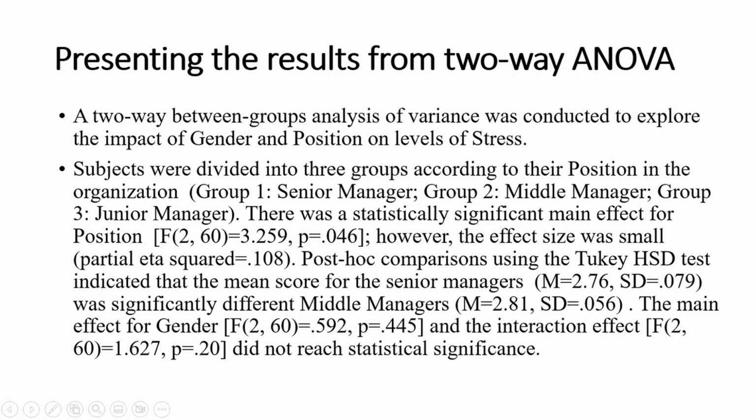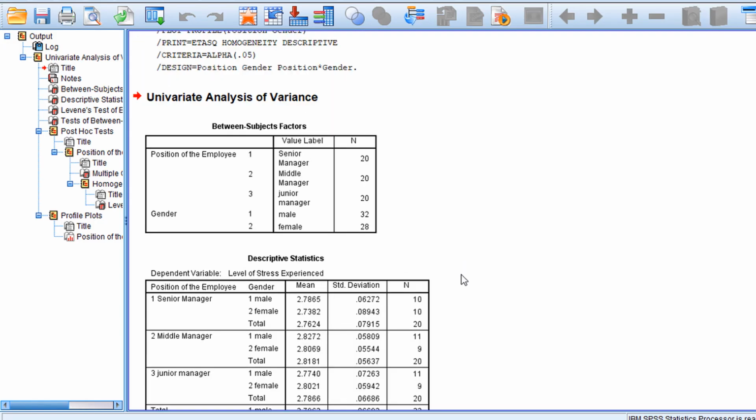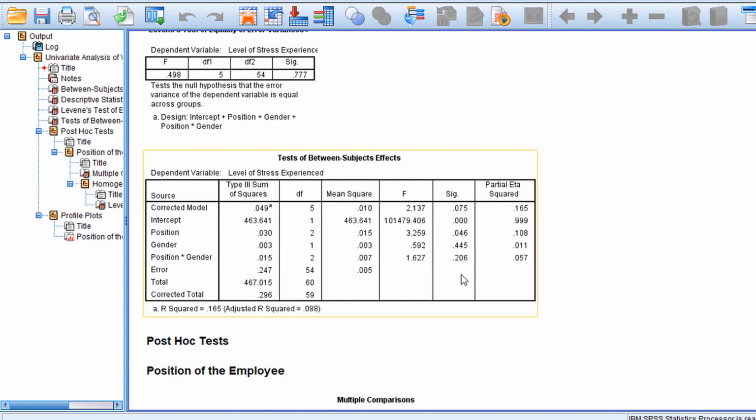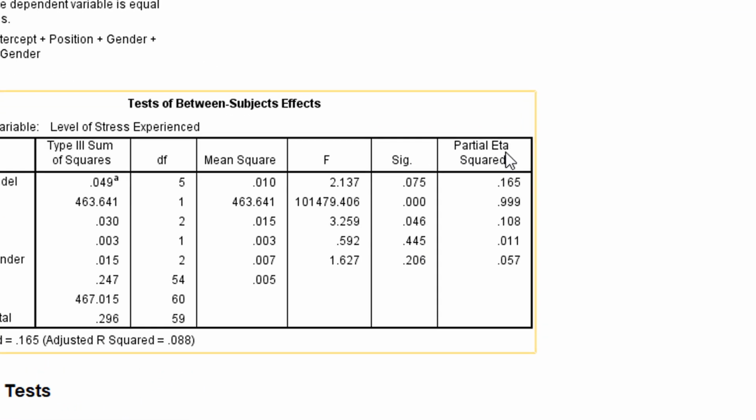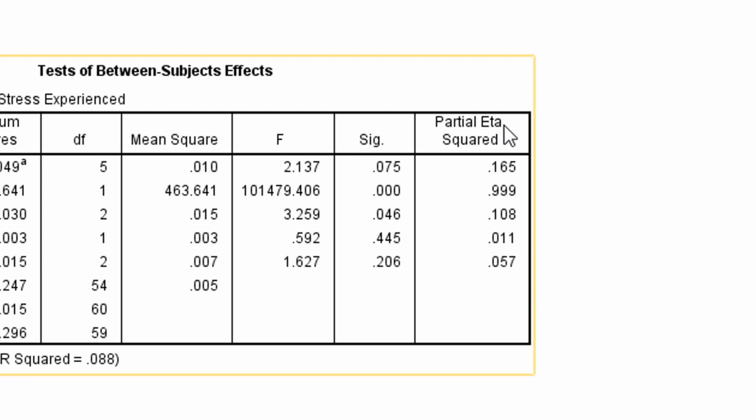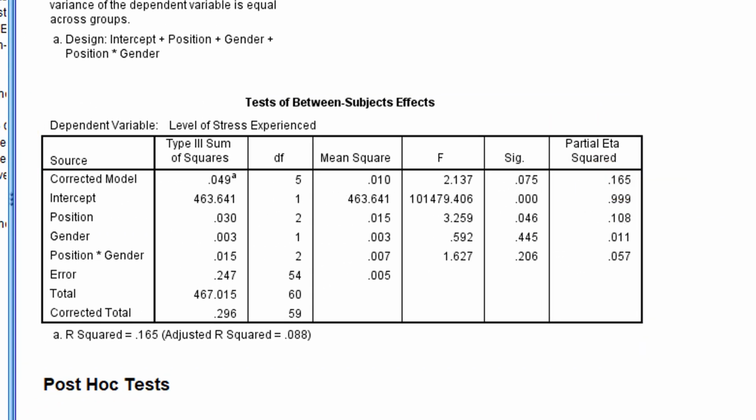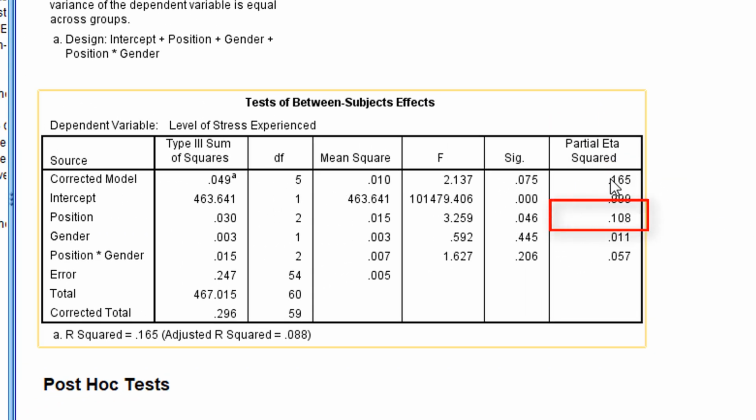I also would like to show you again the output. Please see the output. Here you can see the effect size. This partial eta squared is the effect size for each particular variable. Here the effect size of position is 0.108. This effect size is not shown in other tests, but in two-way analysis of variance it shows. So 0.108 was the effect size, which according to Cohen's d formula is a small effect size.